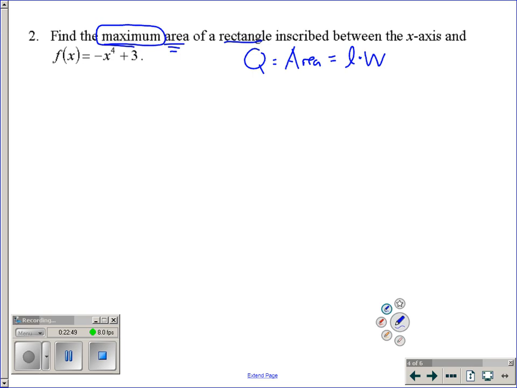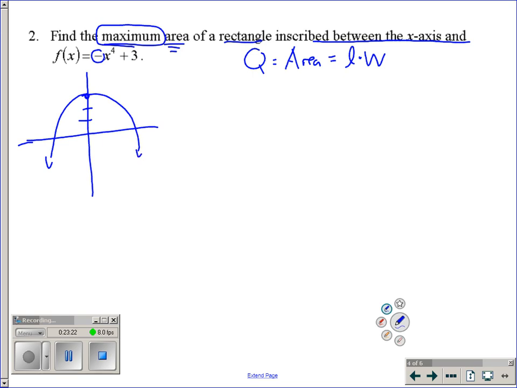The area I'm trying to maximize is the rectangle inscribed between the x-axis and the function negative x to the fourth plus 3. So if I were to draw this out, you can graph negative x to the fourth plus 3, but the negative makes it an upside down parabola with a y-intercept of 3, or a vertex of 3. So it looks something like this. That's the generic shape that you get.